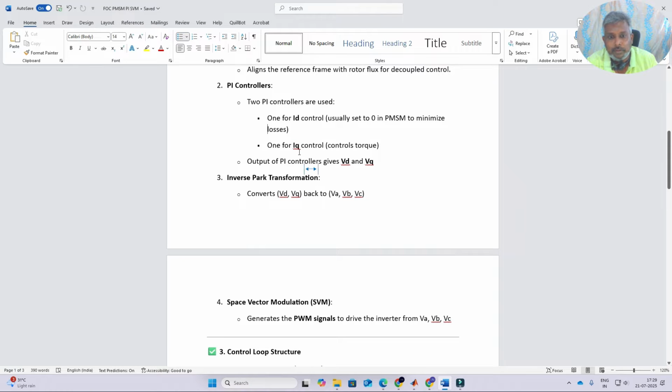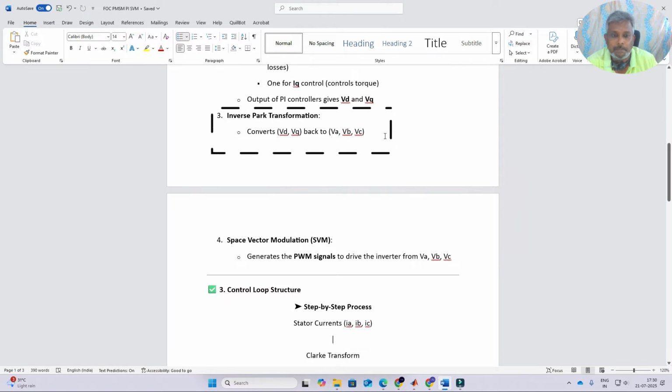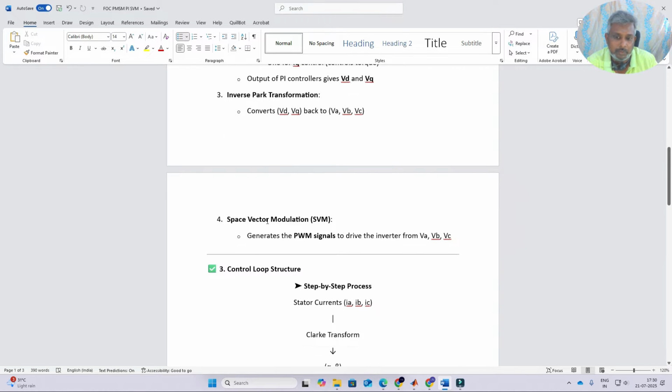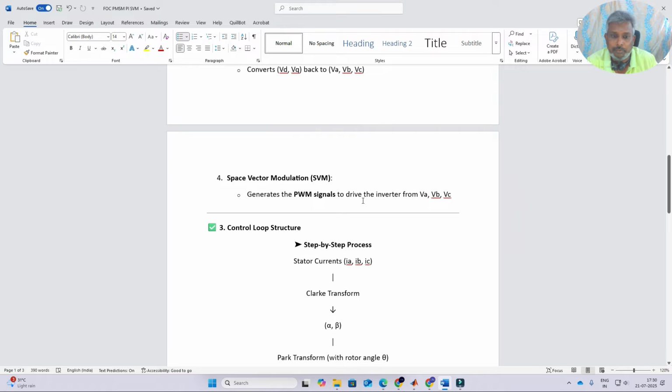Finally we get two control quantities from the PI controller, called VD and VQ. Next you have to convert VD and VQ to VABC, or VD and VQ to V alpha and V beta, and then V alpha and V beta are processed via space vector modulation to generate the pulses according to the vectors.